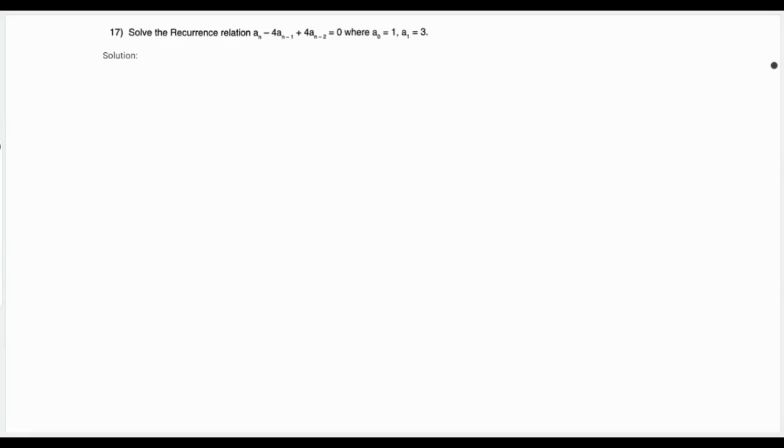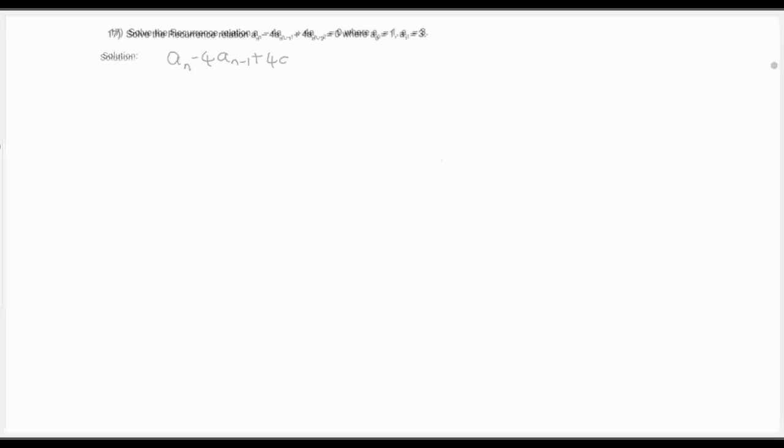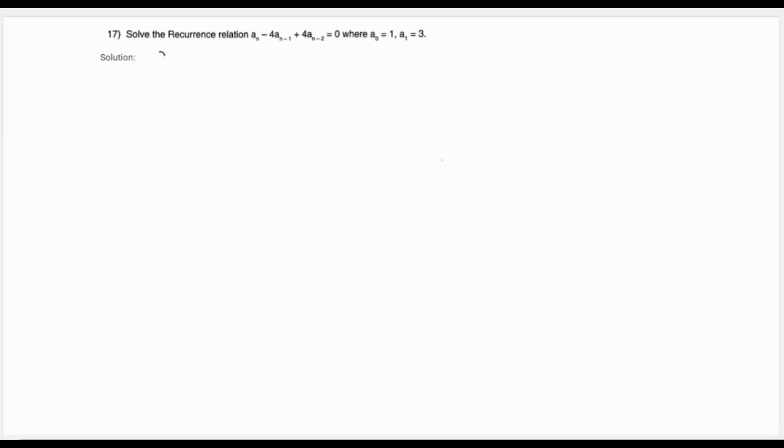solve the recurrence relation a n minus 4 a n minus 1 plus 4 a n minus 2 equals 0. So here let us take a n equals capital A d power n. So substituting this value in equation 1 we get a n minus 4 a n minus 1 plus 4 a n minus 2 will be 0.